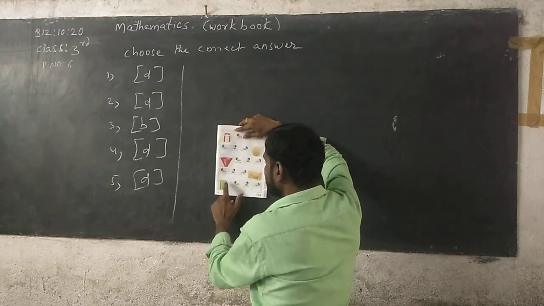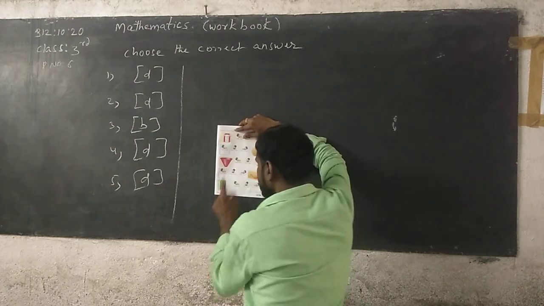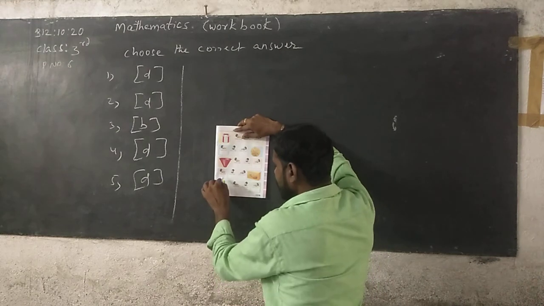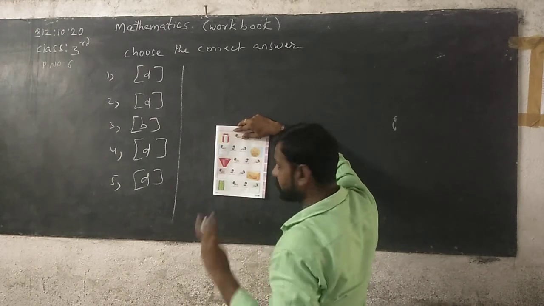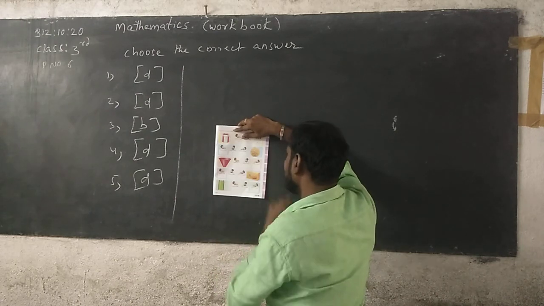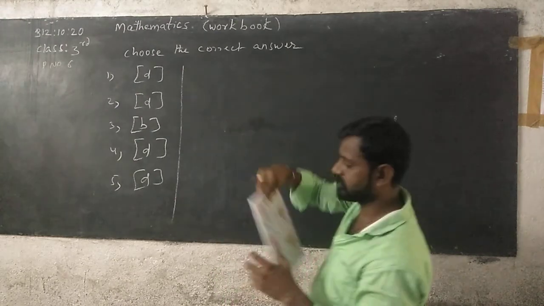Now last one, tin, cylinder. Tin is in the shape of cylinder. See here, number of faces 3, top, bottom and curved, 3 faces. Next, number of edges 0, nothing. Number of corners 0, nothing. So write down everybody.